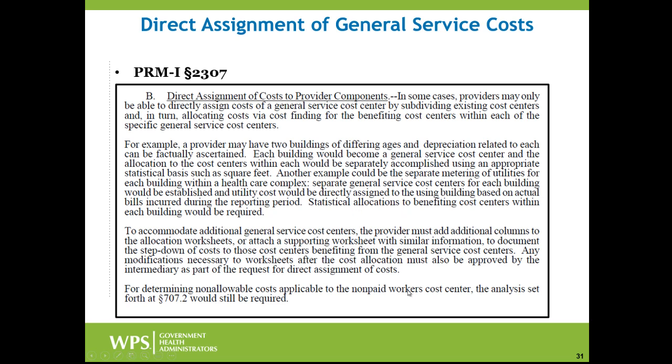We talked about earlier. Now, anytime you have these additional general service cost centers, basically when you add a new cost center, a unique cost center, you've been approved for it, you've added it, the cost reporting software adds additional columns to the allocation worksheets, the B-1. This paragraph is a little outdated because for quite some time this has been done automatically by the system, by the cost reporting software.